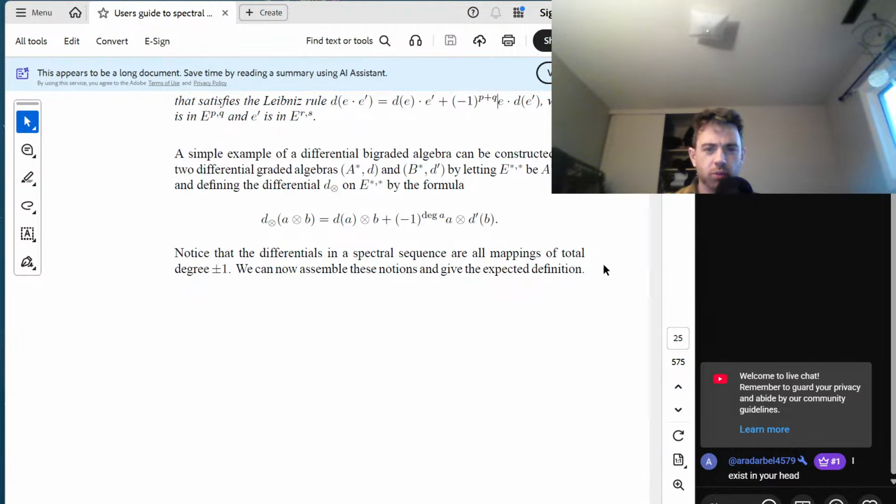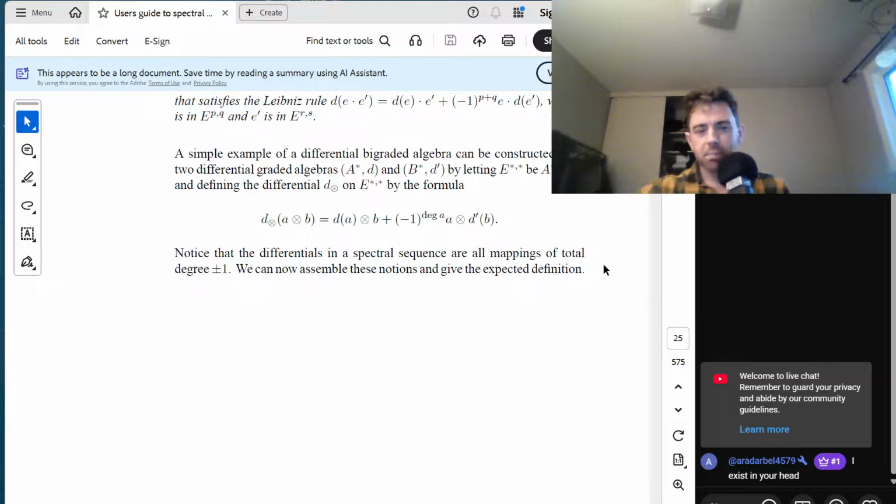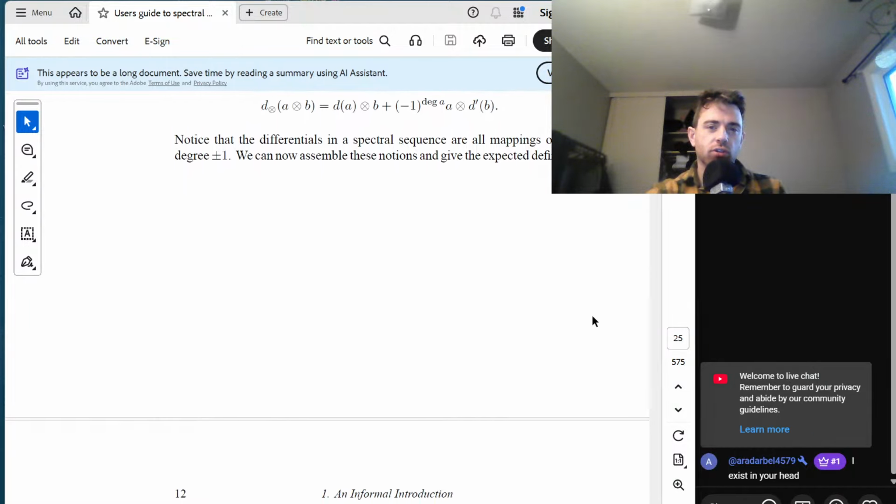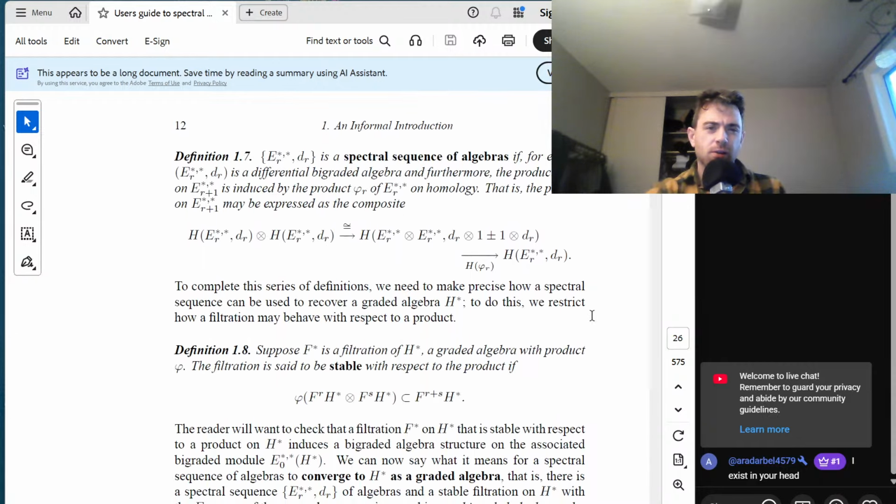Notice all the differentials in a spectral sequence are all mappings of total degree plus or minus 1? Right, depending if we're thinking homologically or cohomologically. We're beginning to assemble these notions to give the expected definition. A spectral sequence of algebras, if for each r, this is a differential bi-graded algebra.